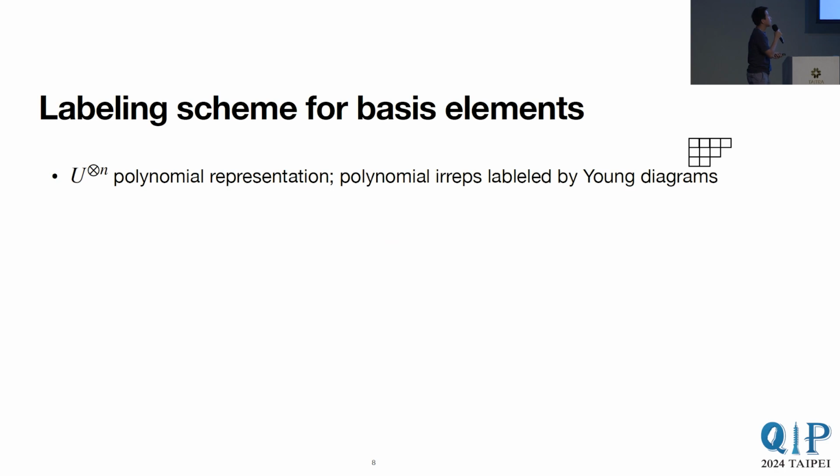So for this, in the original Schur transform, this was done by looking at the basically combinatorial objects called the Young diagrams. And the reason is because the U tensor n representation is a polynomial representation of the unitary group. And a polynomial representation means that the matrix entries of the representation are polynomials in terms of the matrix entries of U. And it turns out that polynomial irreps can be labeled by Young diagrams.